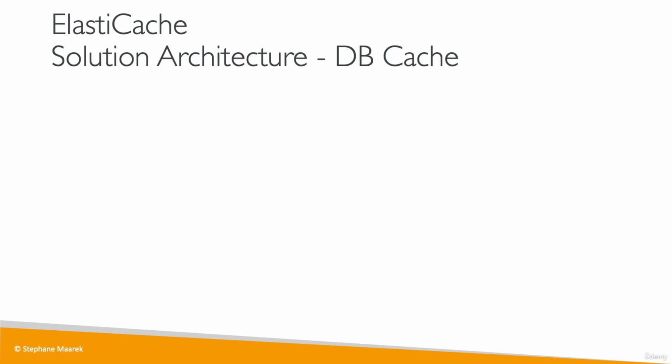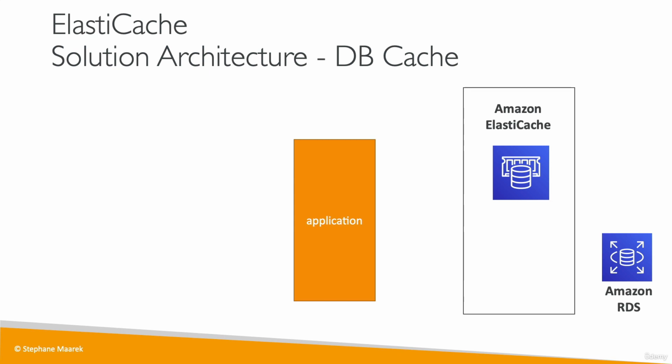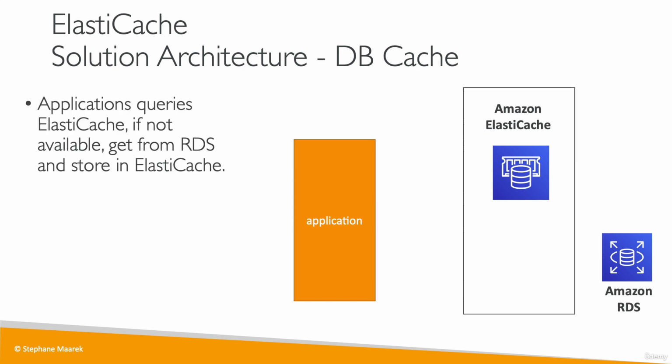And there could be many, but I'm just giving you an example. So let's say we have Amazon ElastiCache, an RDS database, and your application. The application will query ElastiCache to see if the query has already been made. And if it has already been made and it is stored in ElastiCache, then it's called a cache hit. And then it just gets the answer straight from Amazon ElastiCache, and we were saving a trip to the database to do the query.